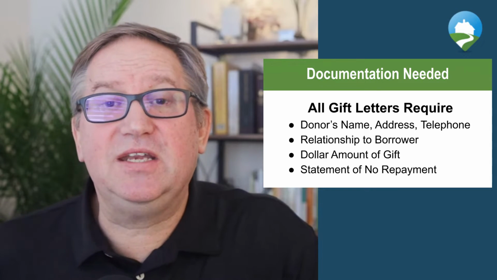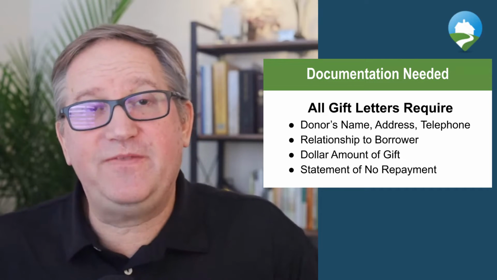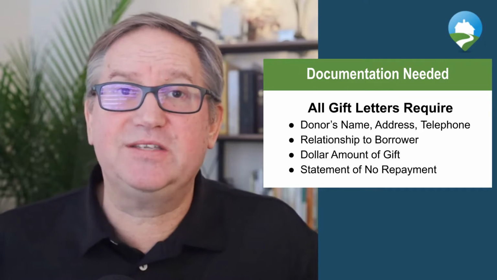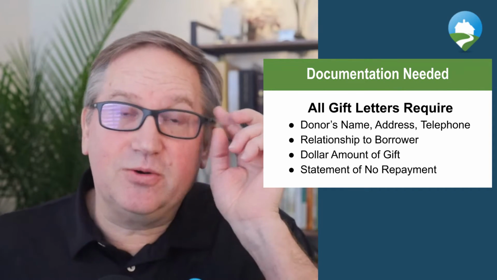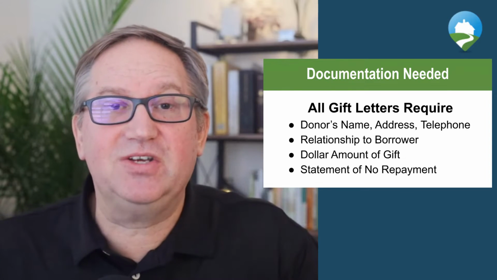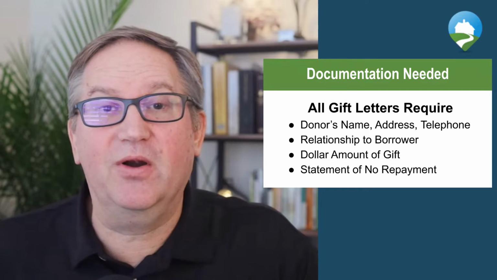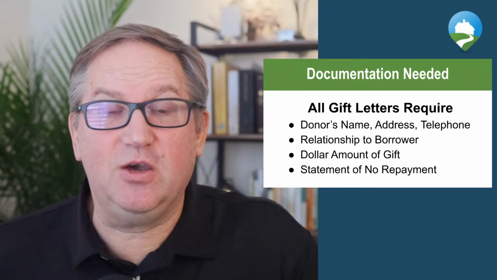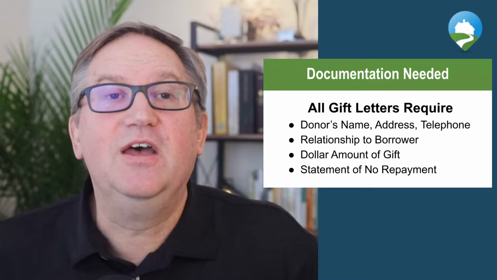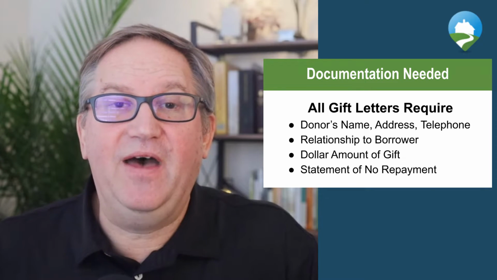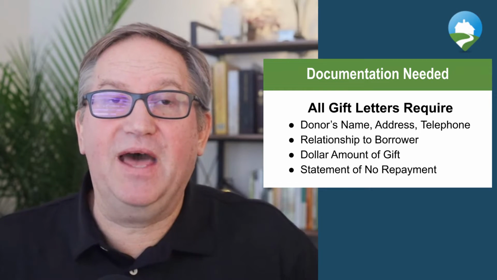The documentation needed is very similar to Fannie Mae. All gift letters, whether it's Fannie Mae, Freddie Mac, FHA, VA, or USDA, are going to require the same thing. The gift letter is literally a letter that has this information on it: the donor's name, address, telephone number, their relationship to you, the dollar amount of the gift, and a statement that there is no expectation for repayment. This is the no repayment statement. It just says, I understand this is a gift. I'm not expecting them to pay this back.